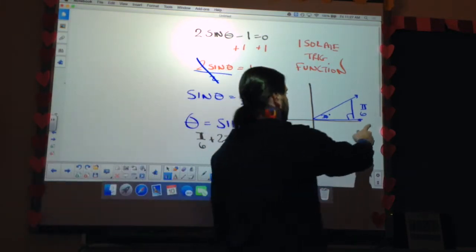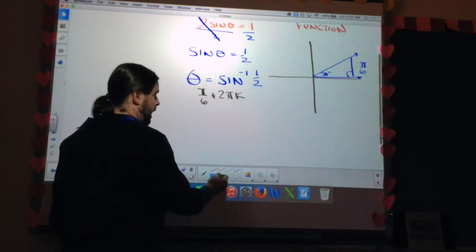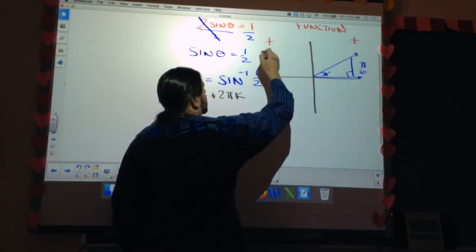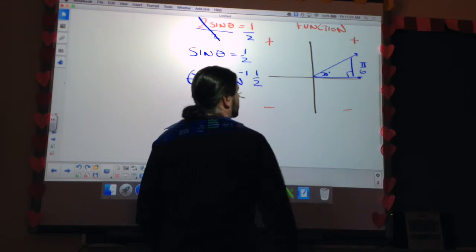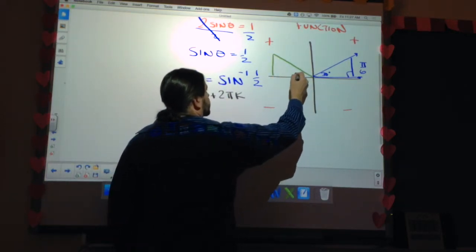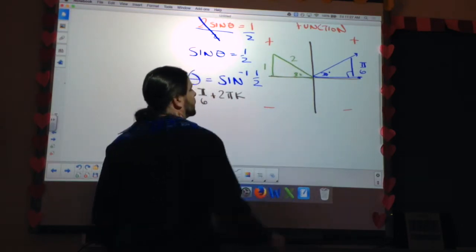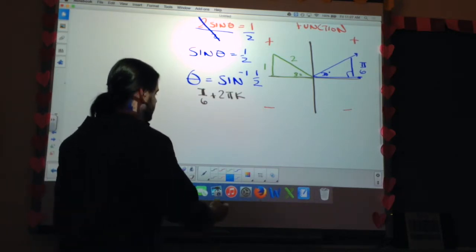But there's another place that will give me a sine of 1/2. I just have to figure out where it is. Sine is positive here and here, because it's y over r, and that's where y is positive. Negative there and there. That means a 30-degree angle over here would also give me a sine of 1/2.